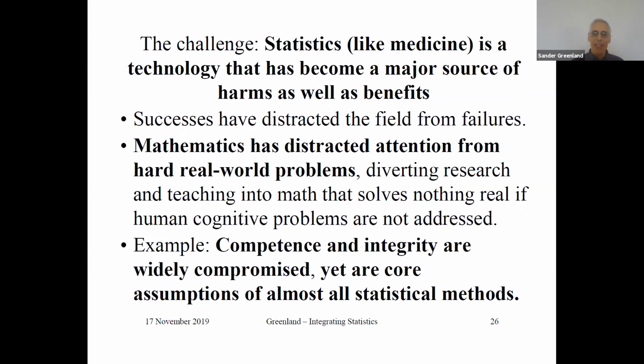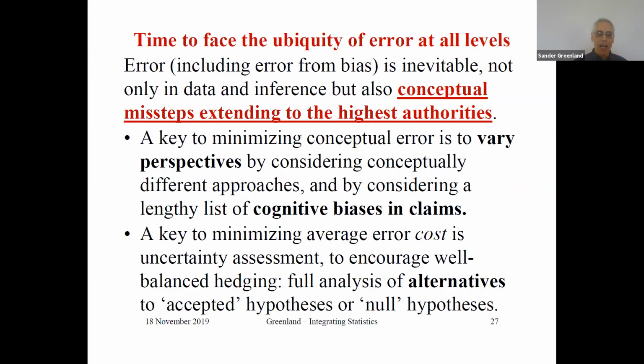So the challenge here is that statistics, like medicine, is a technology that has become a major source of harms as well as benefits. Successes have distracted and are used to distract the field from its failures. Mathematics has distracted attention from hard real-world problems, diverting research and teaching to math that solves nothing real if human cognitive problems are not addressed. Example: competence and integrity are widely compromised, yet are the core assumptions of almost all statistical methods. So it's time to face the ubiquity of error at all levels.